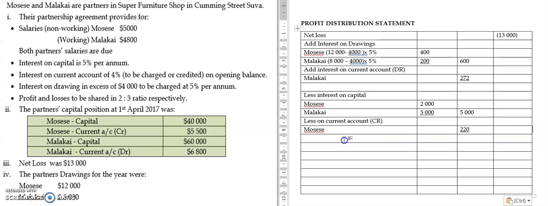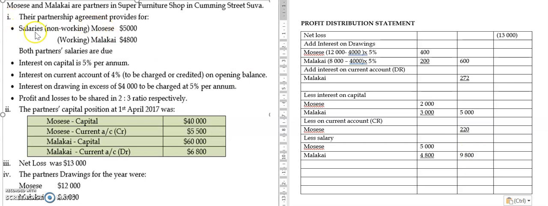Now we also have to give salary, less salary. In this case, let's see which partners are given salary. Both partners. Salary is due, so both partners will be given salary. Mosese is given 5,000, Malakai is given 4,800. Altogether 9,800 has been given in the form of a salary.